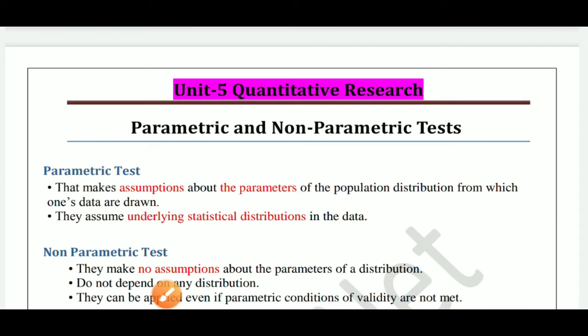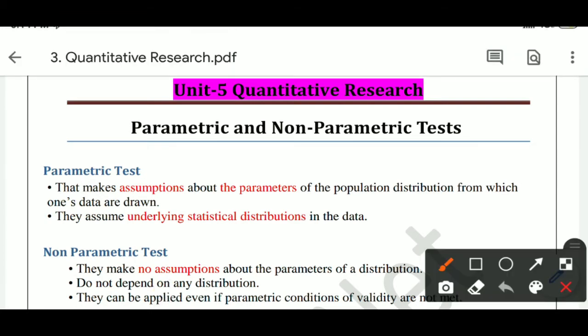So now let's understand the parametric and the non-parametric test. So we will discuss these tests. In the earlier lecture, we discussed statistics. So why are we studying these tests? Because statistics tests are basically used for a small part of the population, but these parametric tests are basically used for the large population.